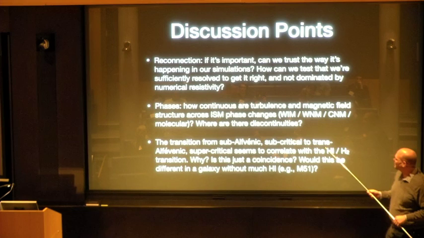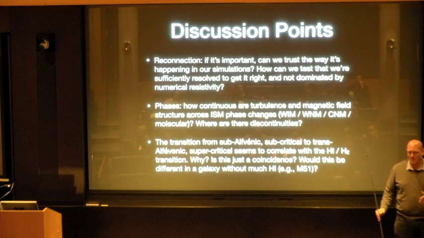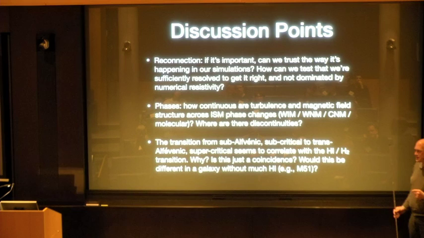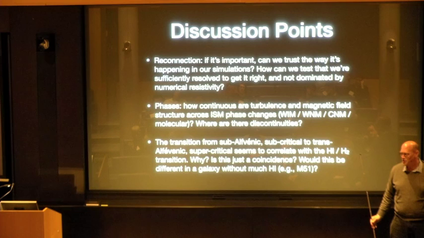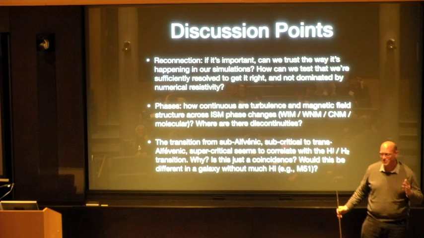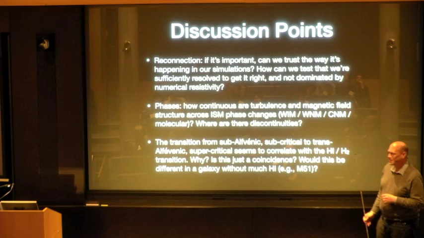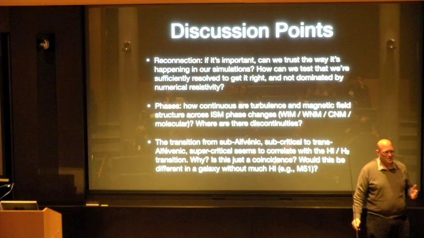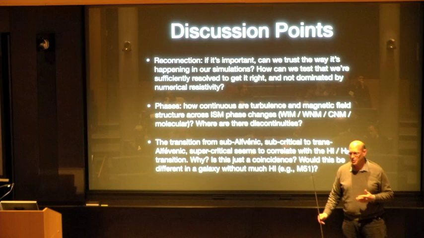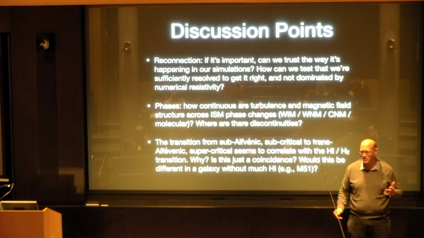All right, so the first one: a bunch of talks talked about reconnection and turbulent reconnection and its potential importance in star formation and in other astrophysical contexts. One thing that makes me nervous is that in our simulations, we know how reconnection happens. It happens by numerical error, right? In our simulations, reconnection happens because we have numerical resistivity, and that's how it happens. So the question is, if we think that turbulent reconnection is an important process, how can we tell if our simulations are getting it right or right enough? For example, how do we know that we have enough resolution that the answer we're getting isn't dominated by numerical resistivity as opposed to what should be happening? All right, Blakeslee.